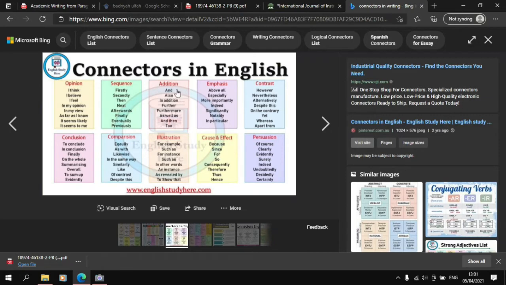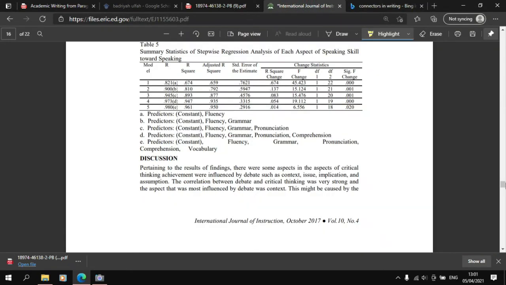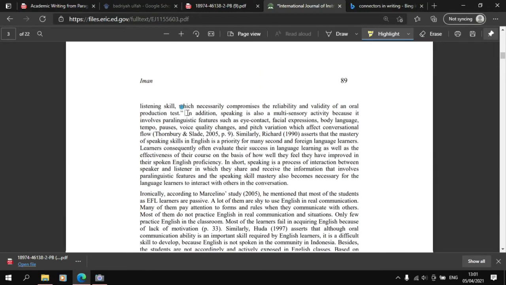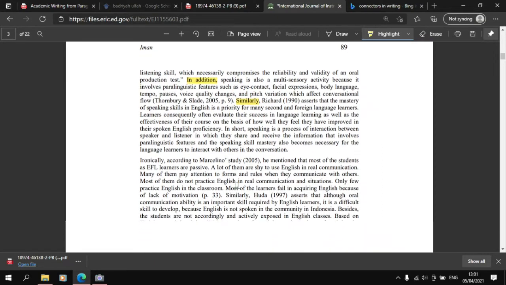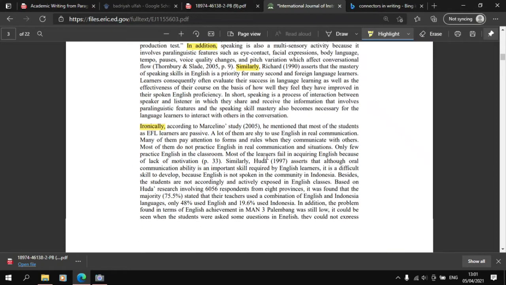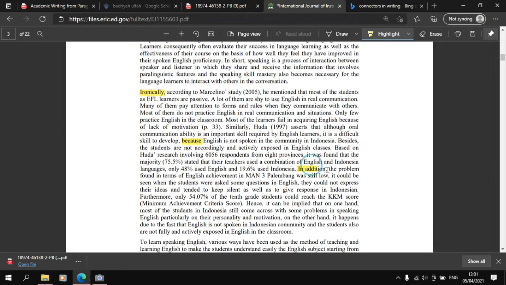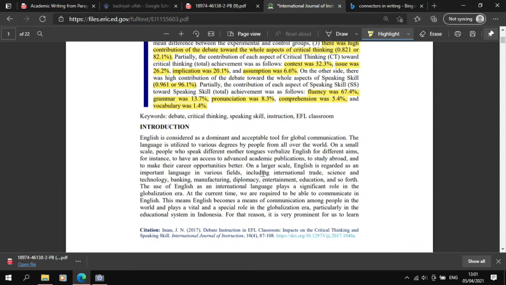So it is better for you to write it in your notes and find the meaning. You can see that mostly in academic writing, let's go back to Mr. Jaya's article here. You can find a lot of connectors used by him. One of them, in addition, right? And then what else can you find? Similarly, okay, and then ironically, and the other one, because. See, in addition, you will use a lot of connectors when it comes to academic writing, or when you write an article. Let's start from the very first one.